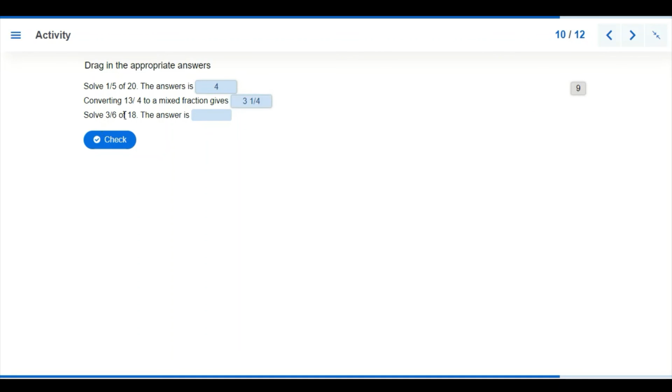Now for this one, 3 times 18 divided by 6. By the time you multiply 3 times 18 and divide it by 6, our answer is going to give us 9. So we have 9 as our answer. So I think we are right. So let's go to the next one.